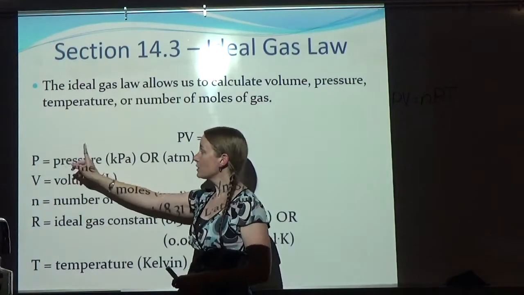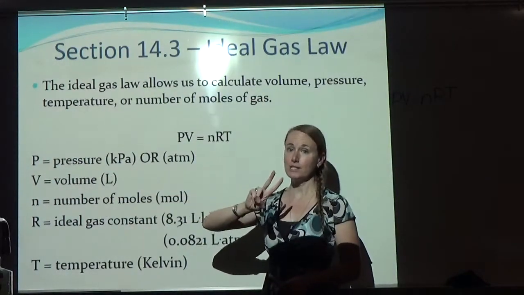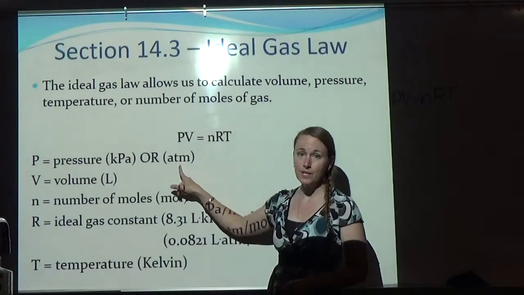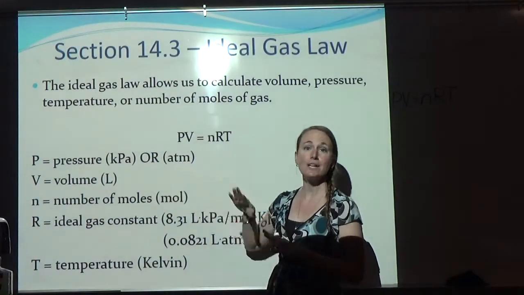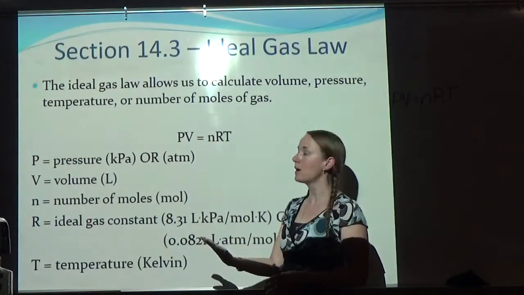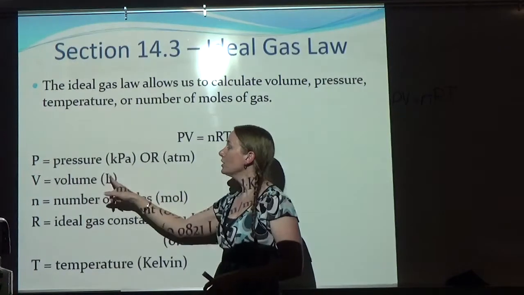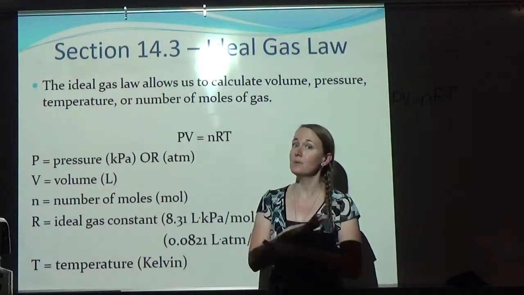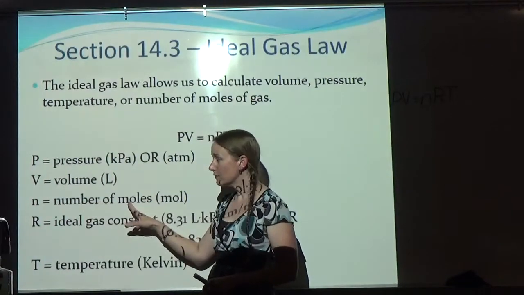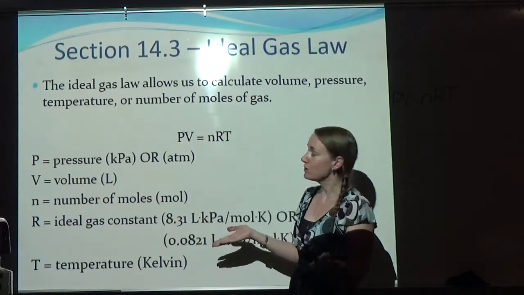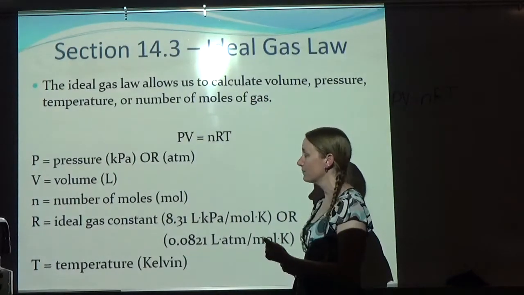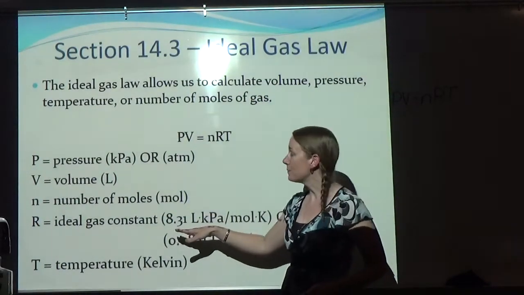So P is of course pressure. You have two options. It can either be in kilopascals or ATM. So if you get torr, millimeters of mercury, anything like that, you have to convert to one of these. I'll tell you why there's two options in just a second. Volume has to be in liters, so milliliters is not an option anymore. N is number of moles. Hopefully the wording tells you it has to be in moles, so if you're given grams, you would need to convert to moles. Now here is why all of this happens.